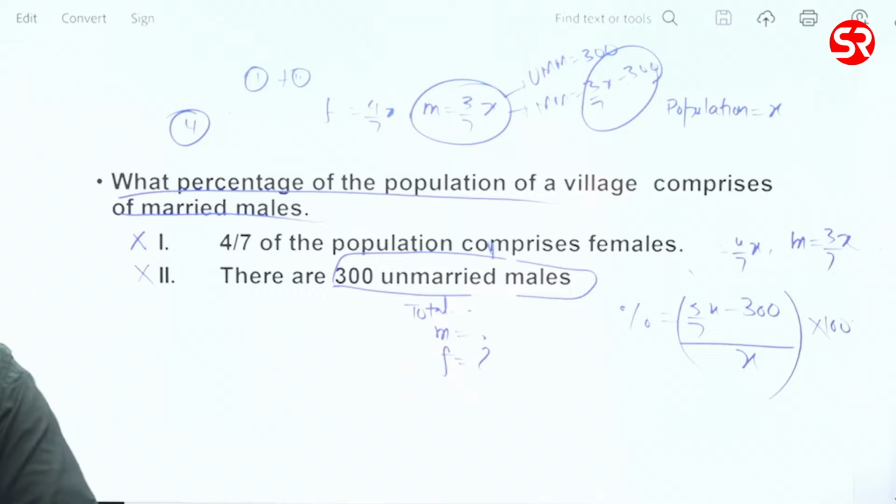So, how many types of males are there? Married males, unmarried males, widows. That also is not specific. So, question does not even make any sense. Isn't it? You can say that as well. Clear?